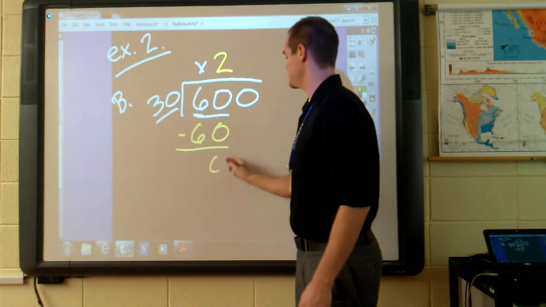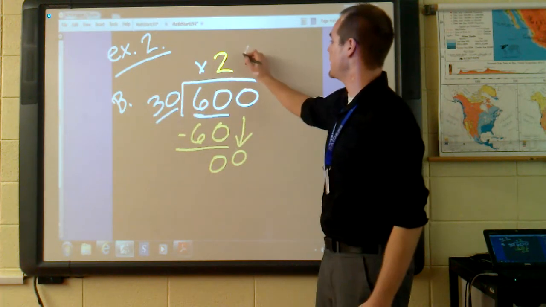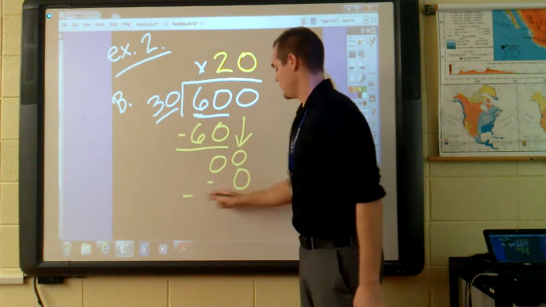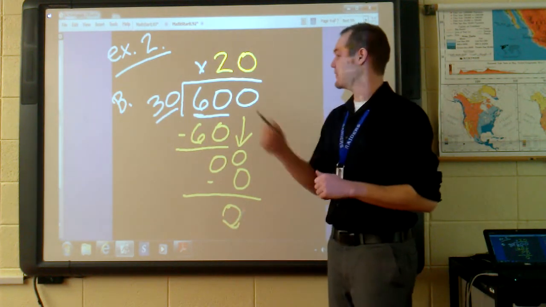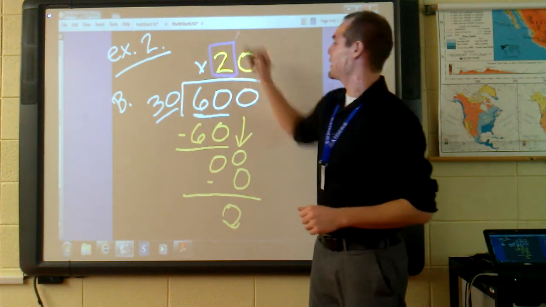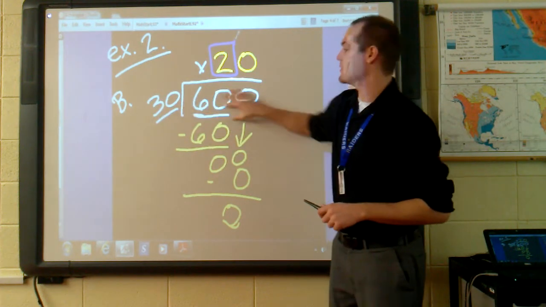We subtract, bring down. 30 goes into 0 how many times? 0. And when we multiply 0 by 30, we of course get 0. There is no remainder here. Often we will forget to put this 0 in, and our answer will just be 2. Okay, understand that that's incorrect. You need to make sure that you are dividing through the entire number.